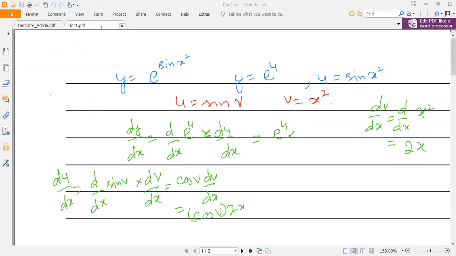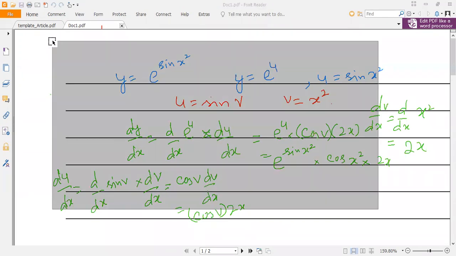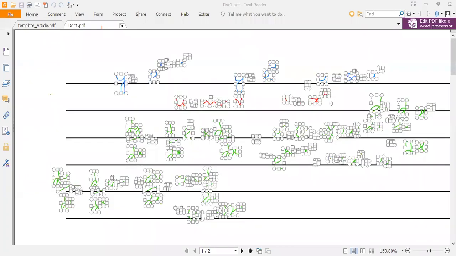I can substitute this back here. du by dx is cos of v times 2x. Fine. And then I can finally substitute v as x square, so cos of x square multiplied by twice x, and that is how you find dy by dx. And so this was just an example. You can practice many other examples at your own place, but that is basically the gist of it.